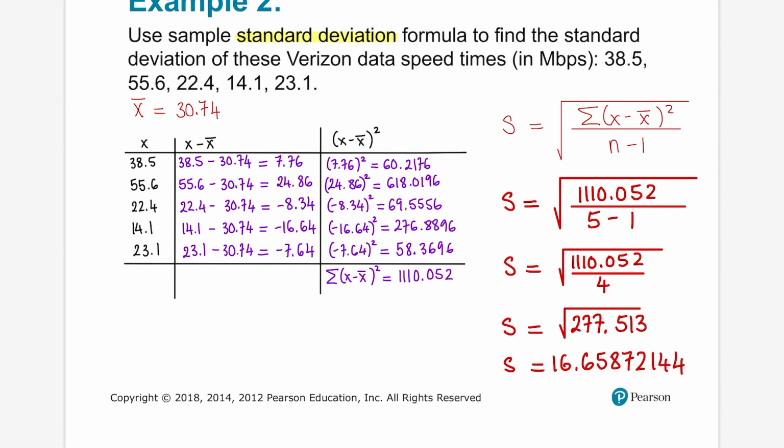How many decimal places should I use? So I go back to my original data right here. The original data values only have one decimal place. That means my standard deviation should have 2 decimal places. So my s is 16.66.